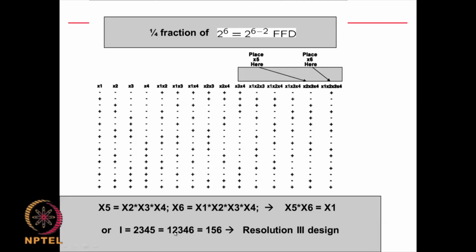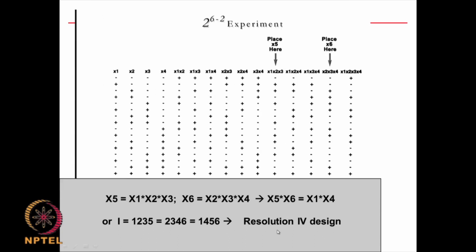And 2 will be equal to 3, 4, 5, 2 will be equal to 1, 3, 4, 6 or 1, 5, 6. Like that we can build up the I relationship also, that is the aliasing relationship. This is a resolution 3 design because the minimum comes out to be 3 of that.